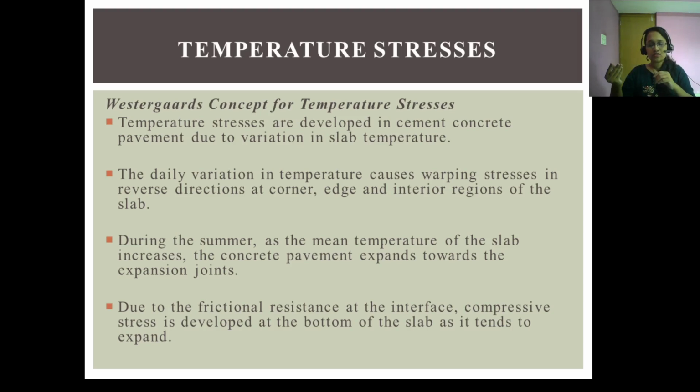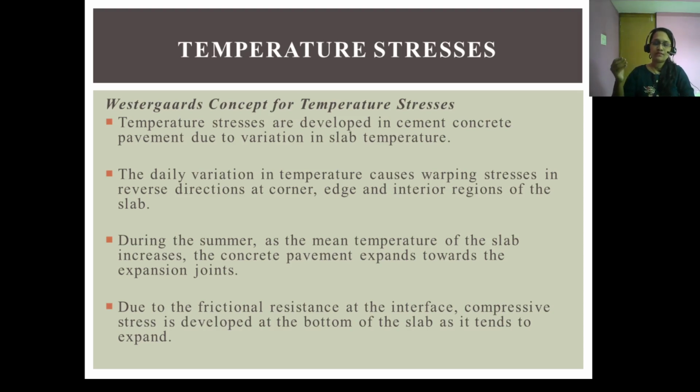Now the variations in the temperature across the depth of the slab are caused by the daily variations, whereas an overall increase or decrease in the slab temperature is caused by the seasonal variations in the temperature. The daily variations in temperature cause the warping stresses in the reverse direction at the corner, edge and the interior regions of the slab.